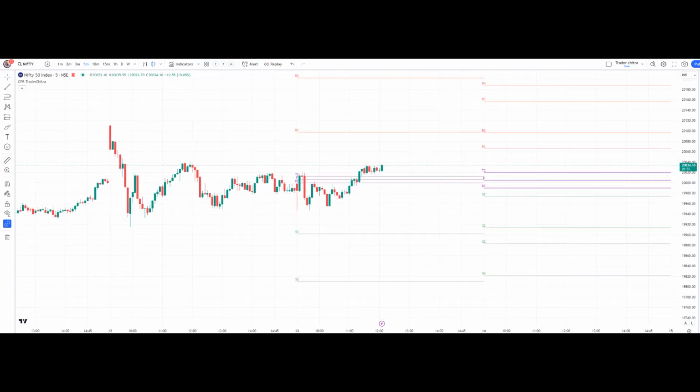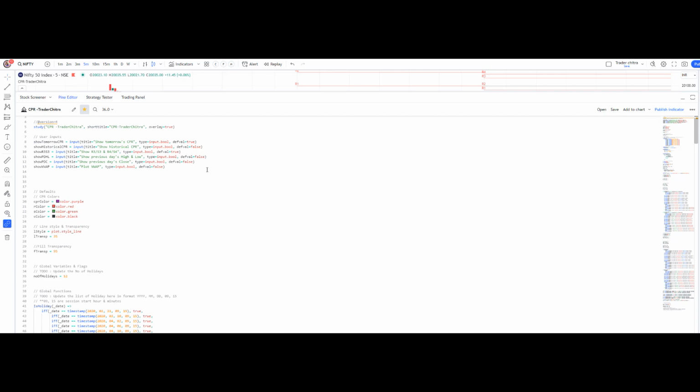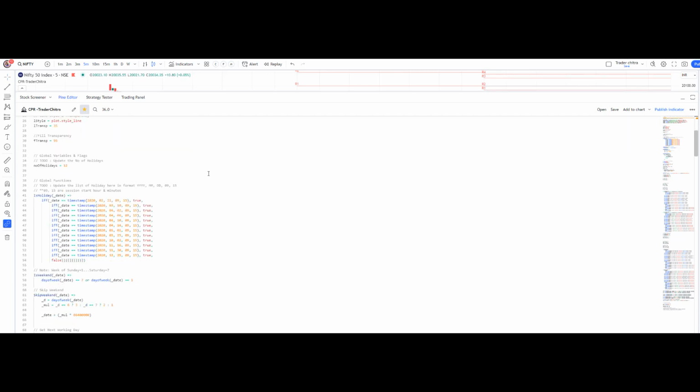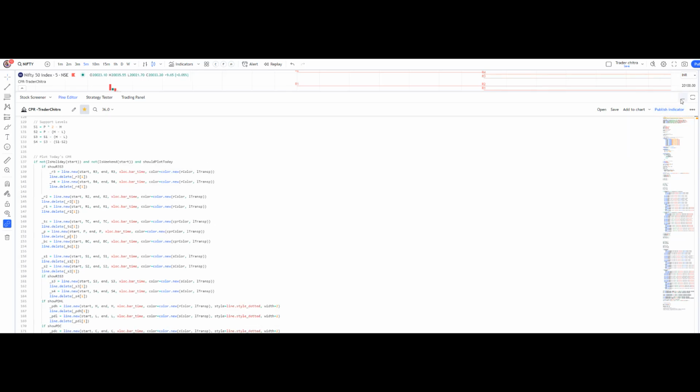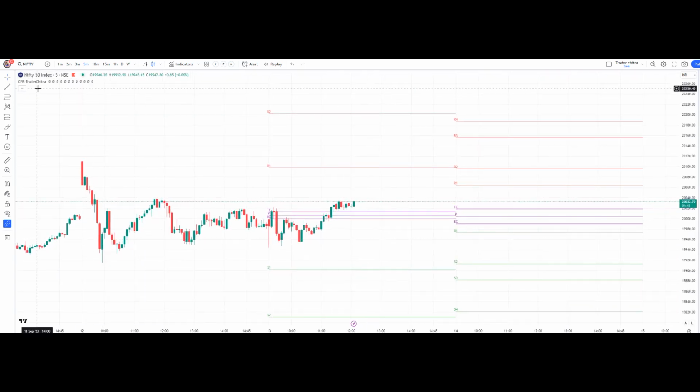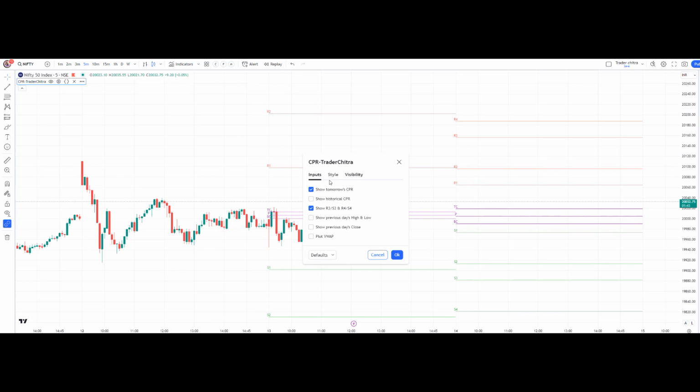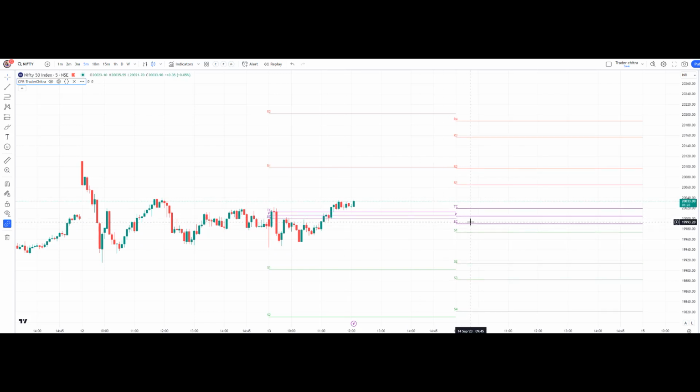When I click on the Pine editor, we can see the code here. I will share the code for this indicator in my Telegram channel, that is Trader Chitra. Alright. So I will go to the settings. Under inputs, I have enabled show tomorrow CPR, show R3, S3 and R4, S4. That's why we are able to see the resistance levels and the CPR levels and the next day CPR, that is tomorrow's CPR. Today is 13th September, so we can see today's CPR and the next day, that is 14th September.